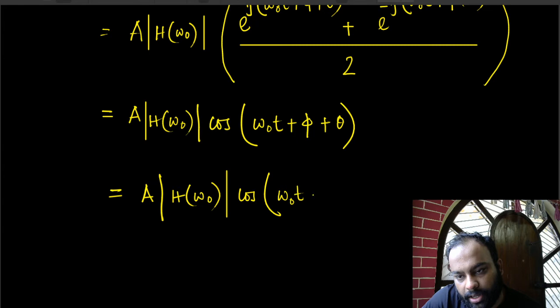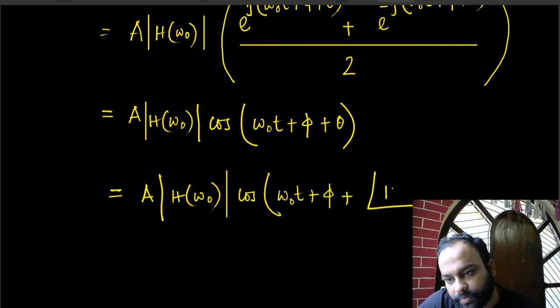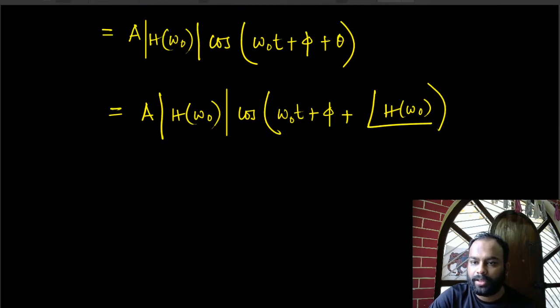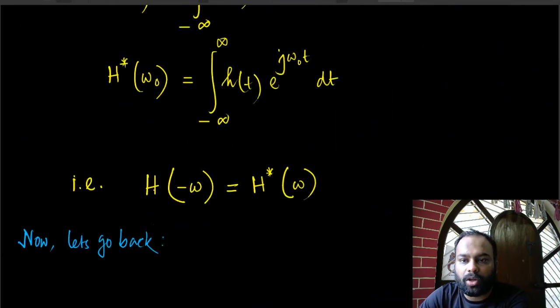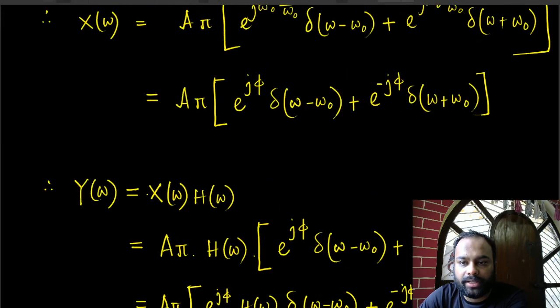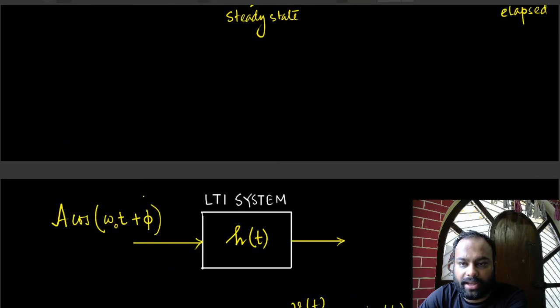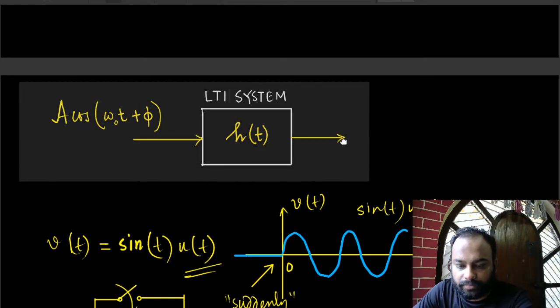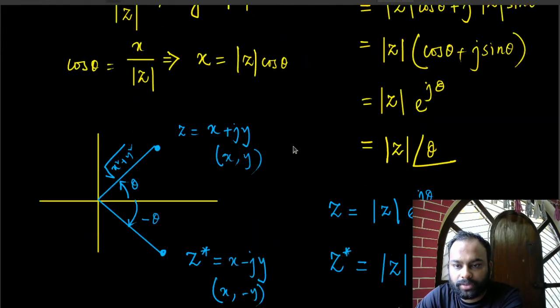Omega naught t plus phi. What is theta? Theta is angle H omega naught, right? Now let's go back to what we derived. What did we derive here? In order to see what we have derived, this is the output of the system. So what have we derived really? Let's go back. It was a very, very long derivation, but nonetheless a very useful one. So what have we derived?